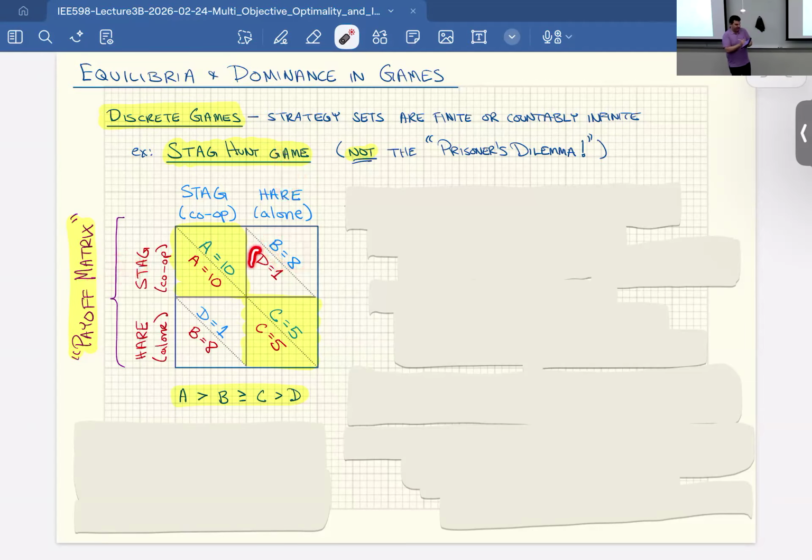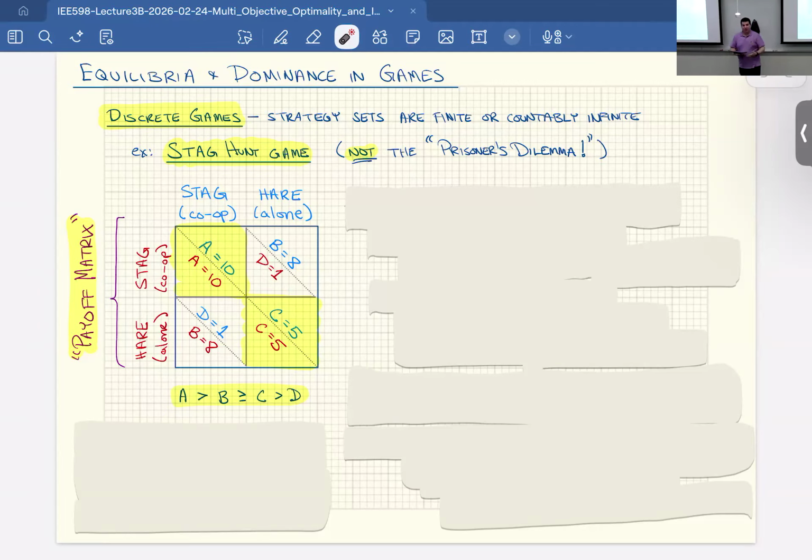But the one who went for stag alone has a very low chance of getting that stag on their own, and so their expected payoff ends up being very low. If it helps, you can think of these as expected, so probability weighted. If you think about it, every once in a while they get the stag on their own, but it's very, very rare. Most of the time they don't, so maybe the average payoff is 1.